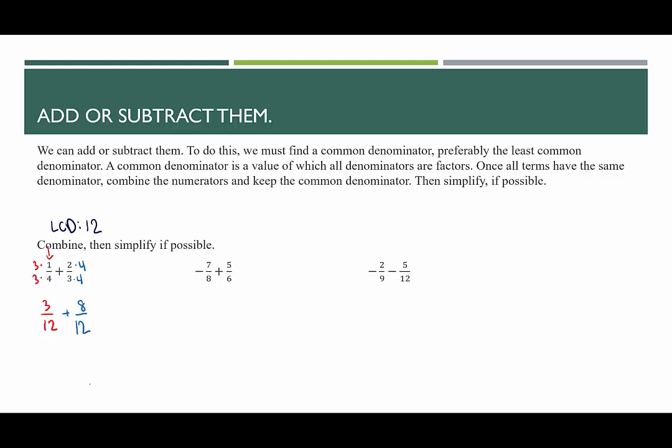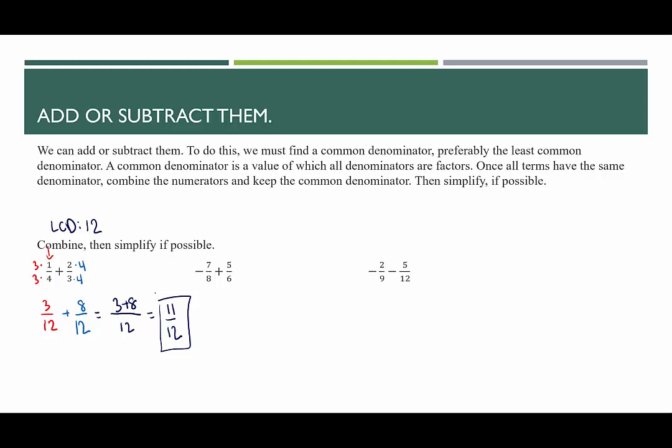And now that they have the same denominator, I'm ready to add. We add across the top, so we keep that common denominator. I can even put the 12 down here. We have 3 plus 8 in the numerator. 3 plus 8 is 11. We get 11/12. Can we simplify 11/12? No, we cannot. It's pretty much guaranteed that if 2 numbers are consecutive, meaning one right after the other, like 11 and 12, it's impossible to simplify them. So 11/12, final answer. What do we have next?